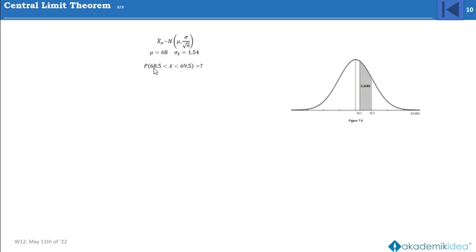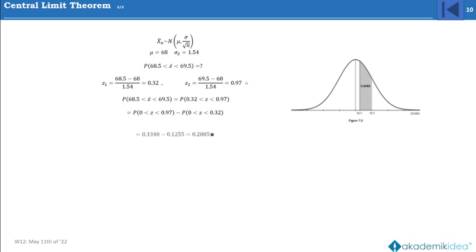We thus get the probability of x bar between 68.5 and 69.5, the corresponding z values, and we find the entries corresponding to these probabilities from table 1 and get the value of the shaded area in the figure as approximately 21%.